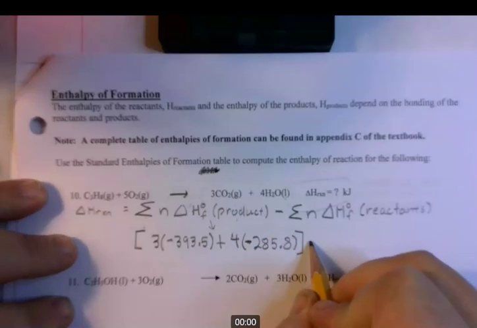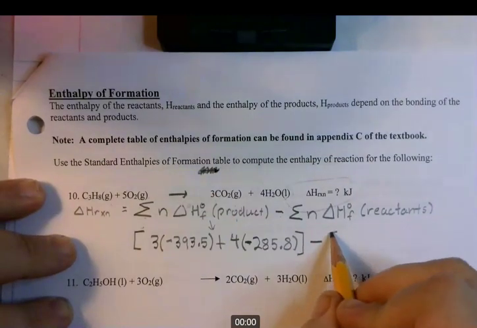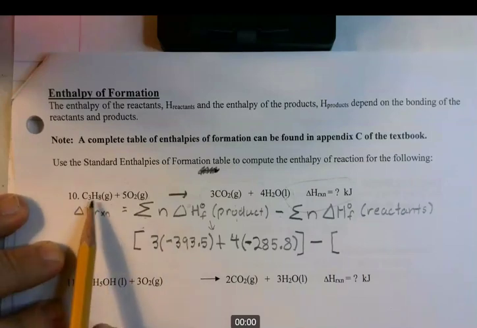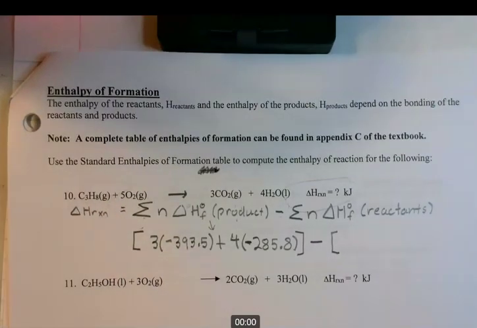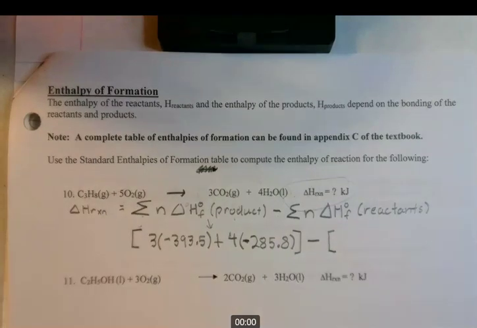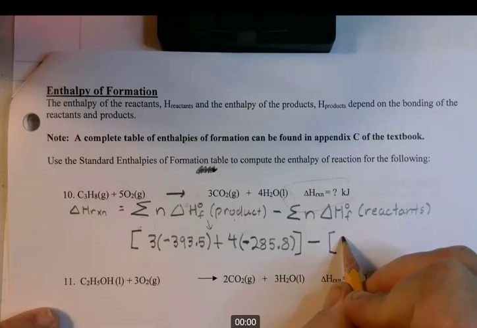Now we're going to subtract from that the delta H of the reactants. So another block, and here we go. Here's the reactants, and there's C3H8 gas. We come back over here. That's the one that we corrected for propane. So it's negative 103.85. And you have only 1 mole of it, so you don't need to put anything in front of the parenthesis.